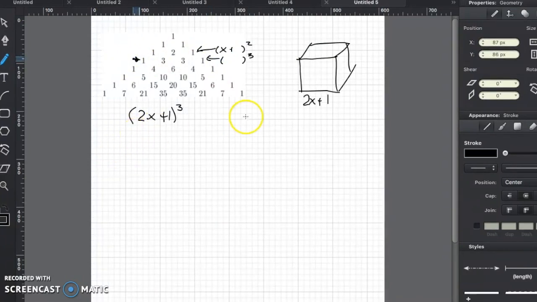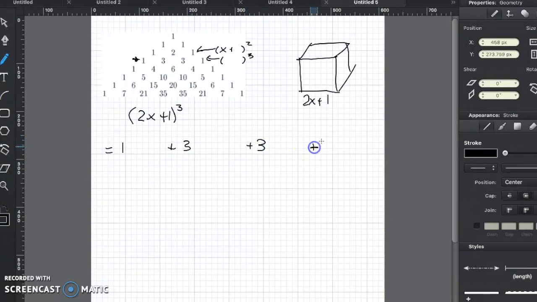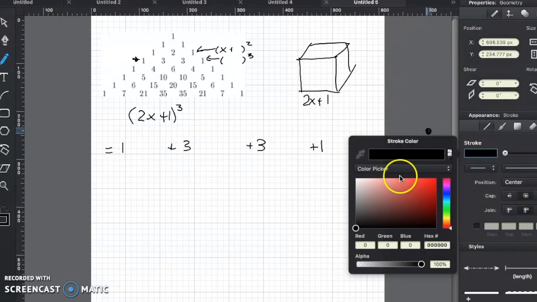I'm going to try to do things in different colors here. What we're going to be looking for is patterns. My coefficients are 1, 3, 3, 1, and those always go first. So I go 1. I'm going to leave myself a little bit of space here. Plus 3. Plus a little bit of space. Plus 3. Plus 1. And then I'm going to write this other term in a different color.